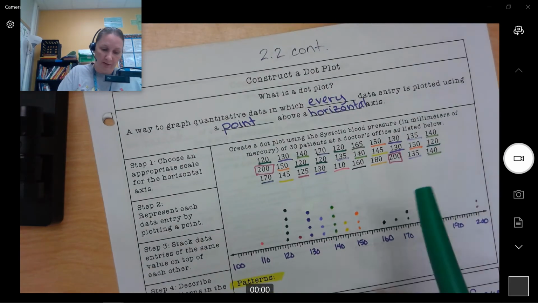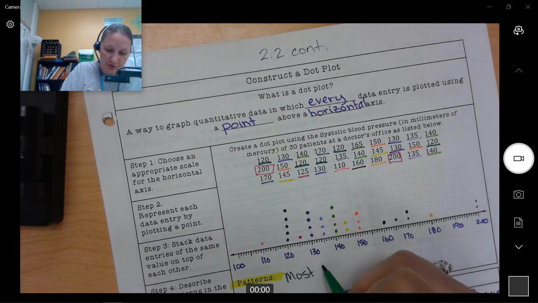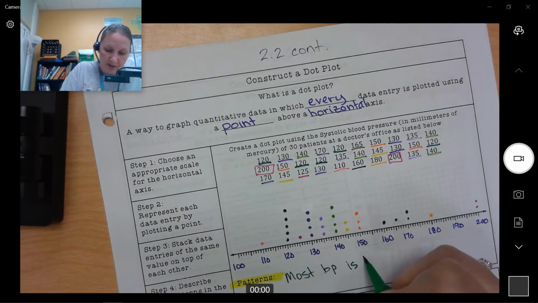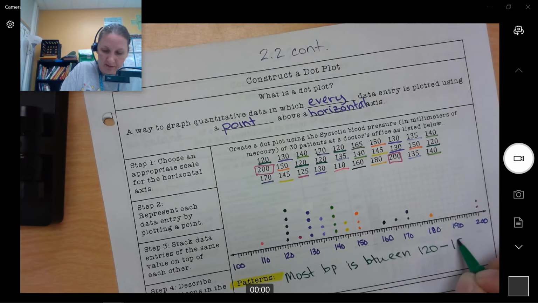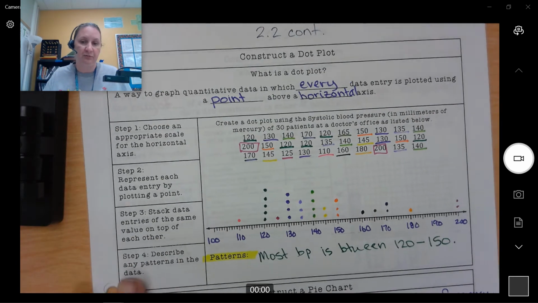So what's our pattern? Most of the blood pressures are between 120 and 150. Okay, and you might even say a percentage if you wanted to, but that's kind of the idea.